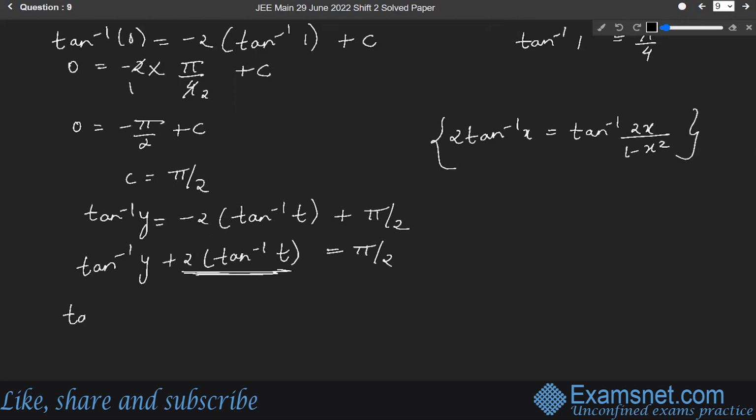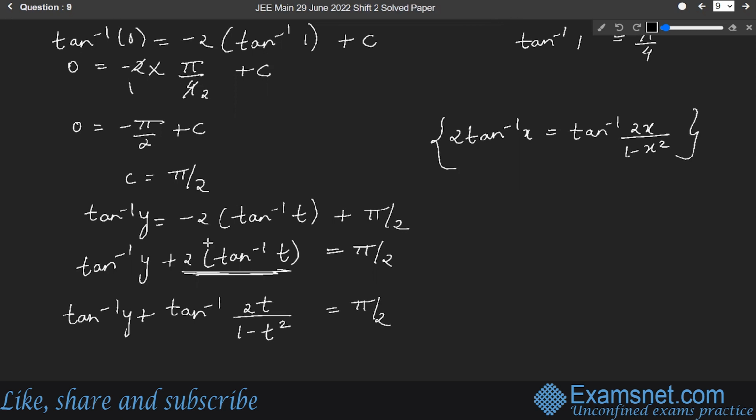First term will be as it is, tan inverse y plus. Now we have to substitute the formula of 2 tan inverse x. Here we have 2 tan inverse t. So what is the formula? Tan inverse 2x means 2 into t. So 2t upon 1 minus x square, so 1 minus t square. This is equal to pi by 2.